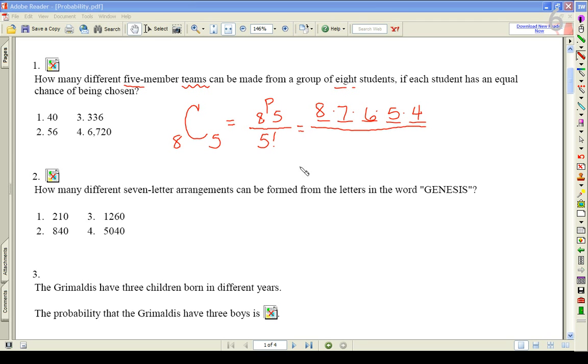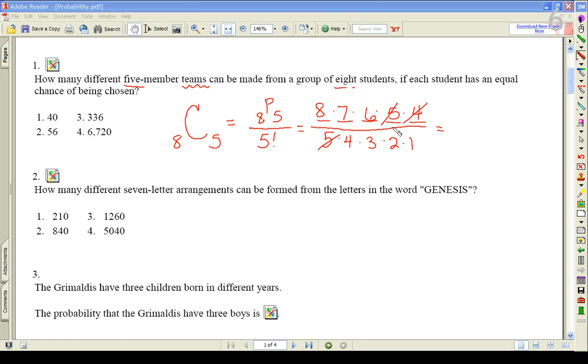Then I'm going to divide by 5 factorial. Now keep in mind a factorial just is starting at the number and working your way down until you reach 1. Again, multiplying along the way. Now you can get some help from the calculator here if you want. I suggest multiplying all the numbers on the top, then multiplying all the numbers on the bottom, and then dividing the two products. However, I'm going to do some canceling out.